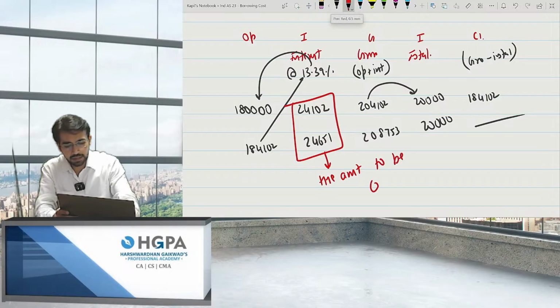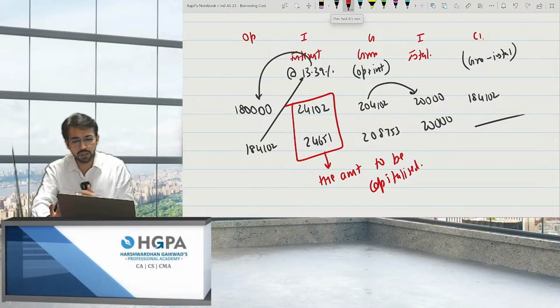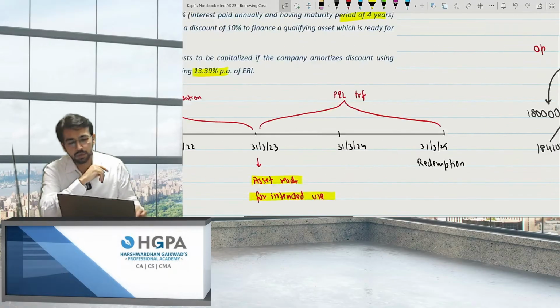The amount to be capitalized. Irrespective of what you have paid, you can capitalize at EIR, not at the amount paid. Right? So this is the point. In this question, they have asked you what is the amount to be capitalized. The amount to be capitalized is total of this 45 something or 48 something. Right? So this is the amount to be capitalized.